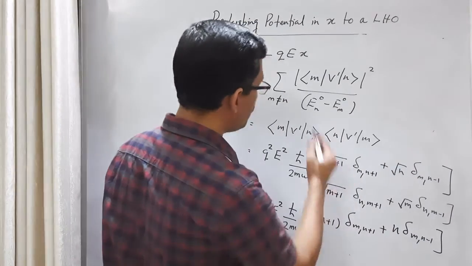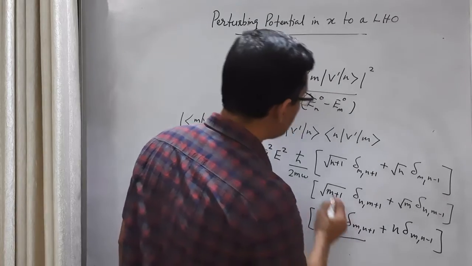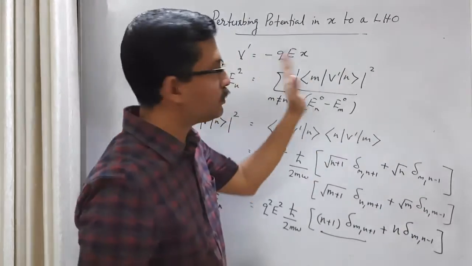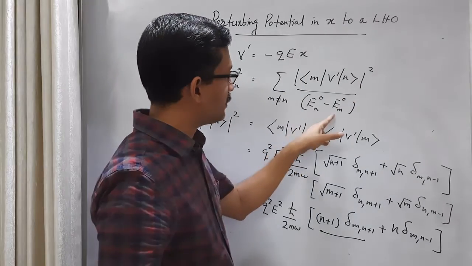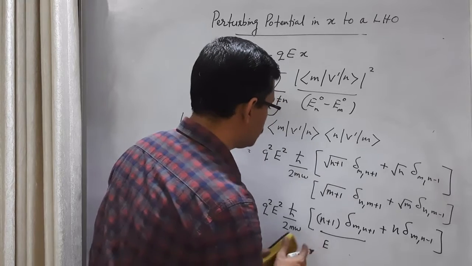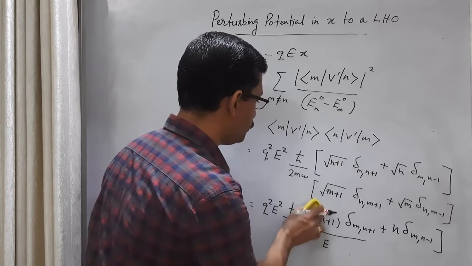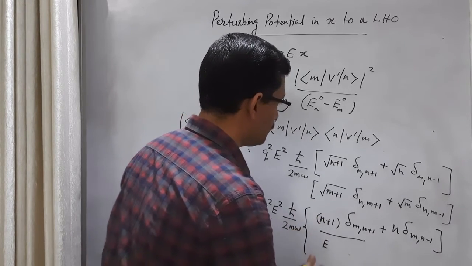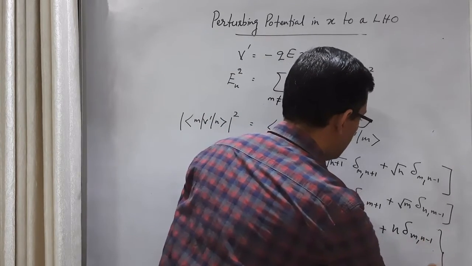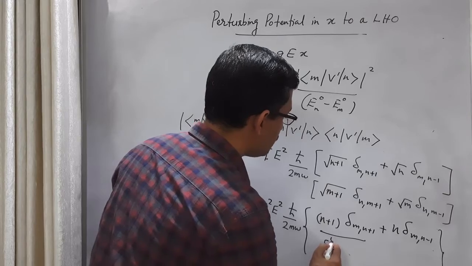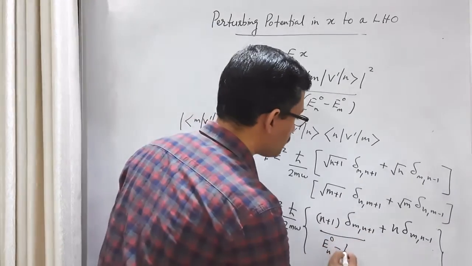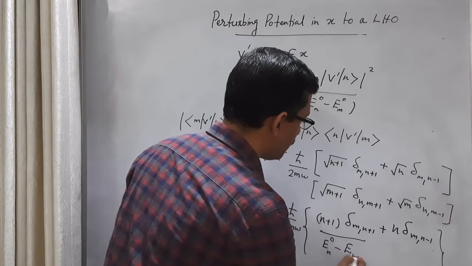Okay, so what is the denominator here? In the first summation, since there are 2 terms here, there will be 2 summations. So in the first summation, the denominator will be En0 minus Em0. This is applicable to numerator and denominator. But what is m? m should be equal to n plus 1. So, En plus 1.